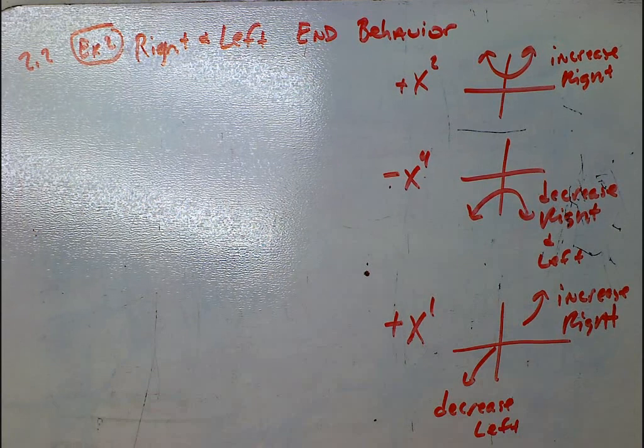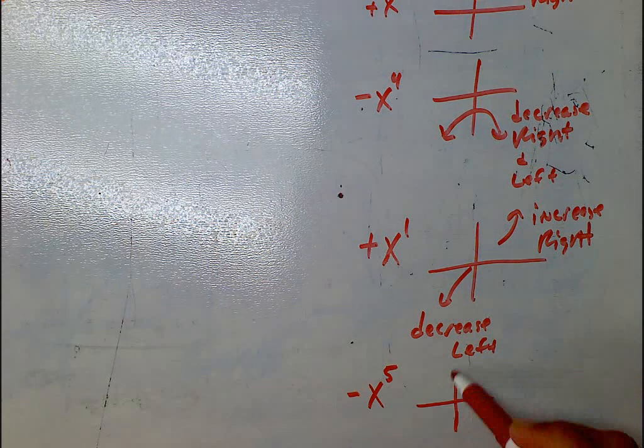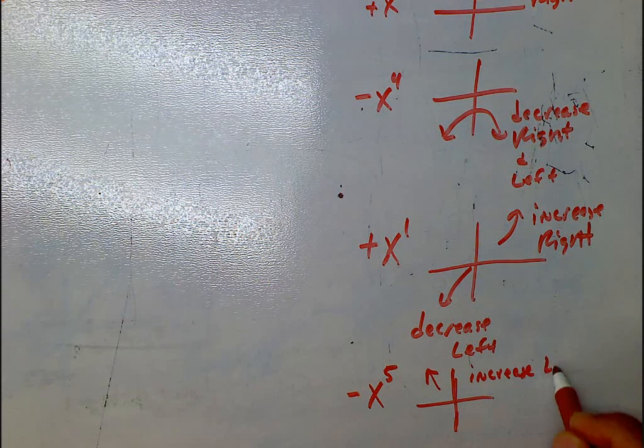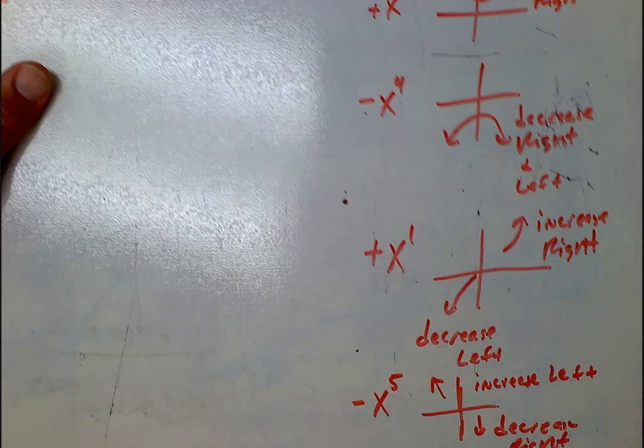And then our other possibility is if I have a negative leading coefficient and an odd exponent, such as negative x to the fifth. The graph is going to increase to the left and decrease to the right, or as x gets large, it's going to decrease to the right.